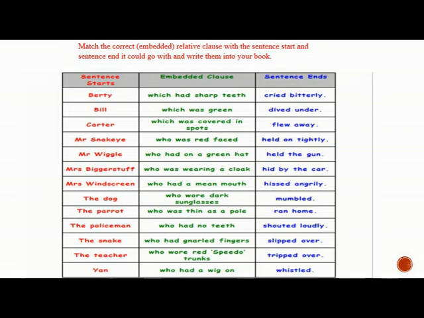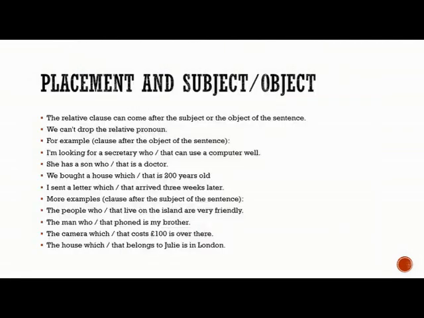Okay, the third task, the main task, is you've got to join up the correct sentence starts to the embedded clause to the correct sentence ends. For instance, the first one: Bertie, which had sharp teeth, cried bitterly. That doesn't make sense. So you've got to match up the red section to the correct green section to the correct blue section. And you can do this in your books.